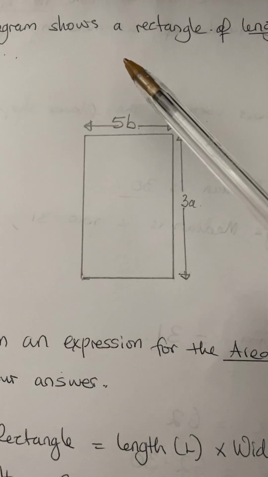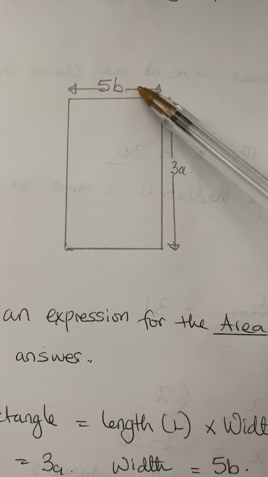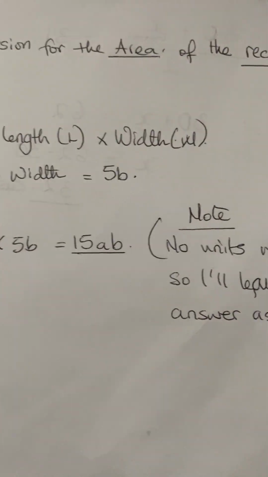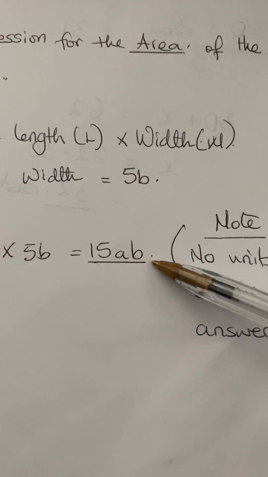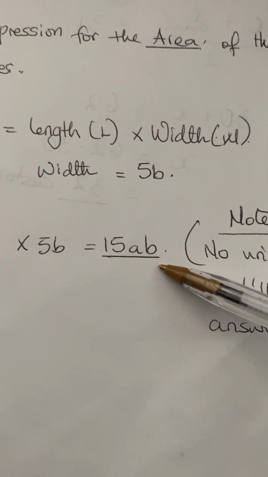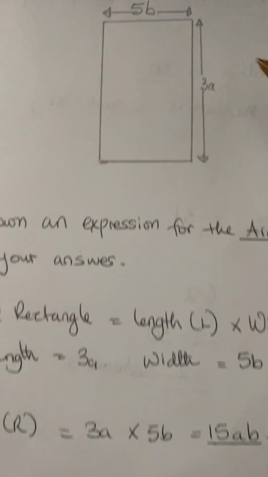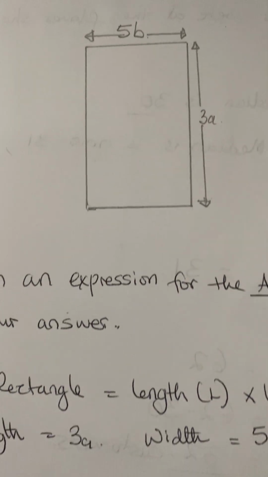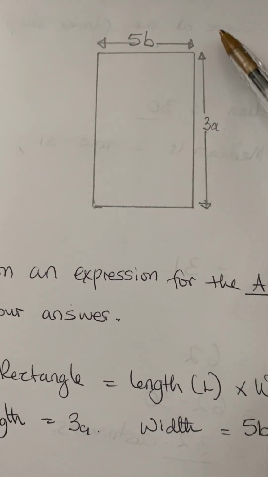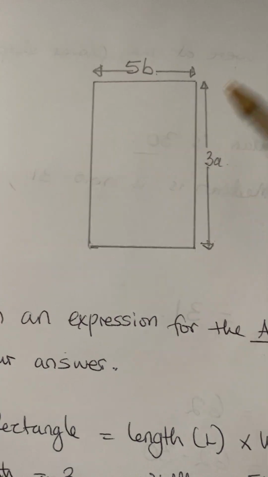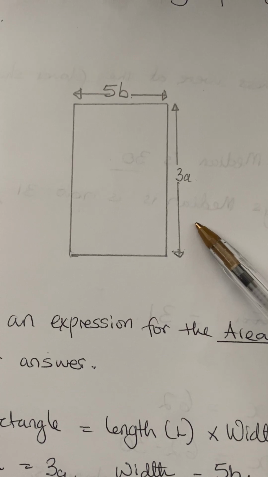Now if you look carefully, we were not given any units, so I will leave my answer as 15ab. If we're given a unit, I will add it, but I wasn't given any unit, so I'll leave it like that, because if I write centimeters, I'm not told in the diagram. I haven't seen centimeters here.